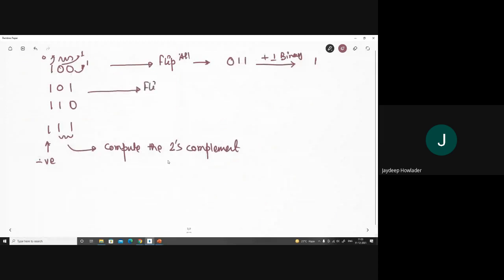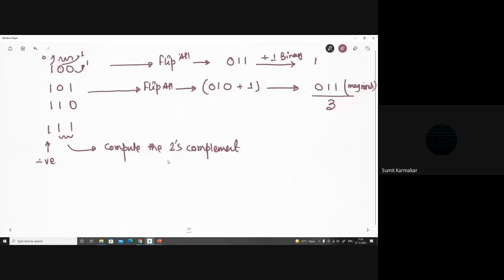Say 0 1 0. Understand? Then we add a binary 1. Then it results in 1 1 0. Understand? Get it? And this becomes the magnitude. So what is the magnitude we are getting now? We are getting a magnitude of 3. Understand? Is that clear? Yes, sir.